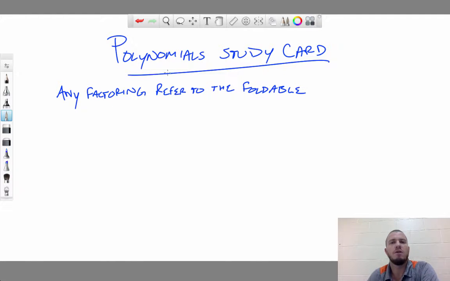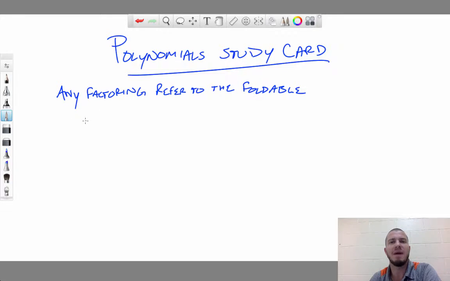So for the polynomials, any factoring, refer to the foldable. We've already talked about that whole part of it. So if you didn't get that, I am collecting that as a formative. Make sure you check the website and you get everything filled in for that part.